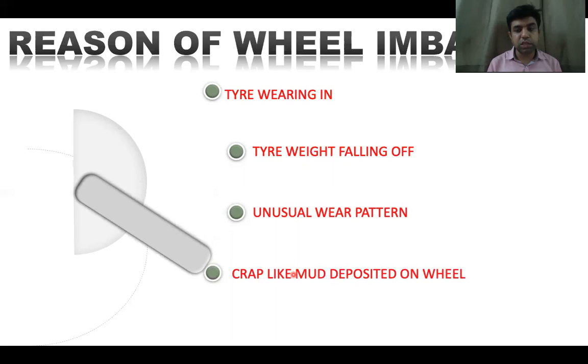Another aspect is crap like mud deposited on the wheel. If some mud particles or even a heavy object get stuck inside the tread of the tire, then also it can result in wheel imbalance. But this can be easily removed. The major concern can be the reduction in rim weight, but the last point can easily be eliminated by cleaning that particular rim section. So these were the different reasons for wheel imbalance.